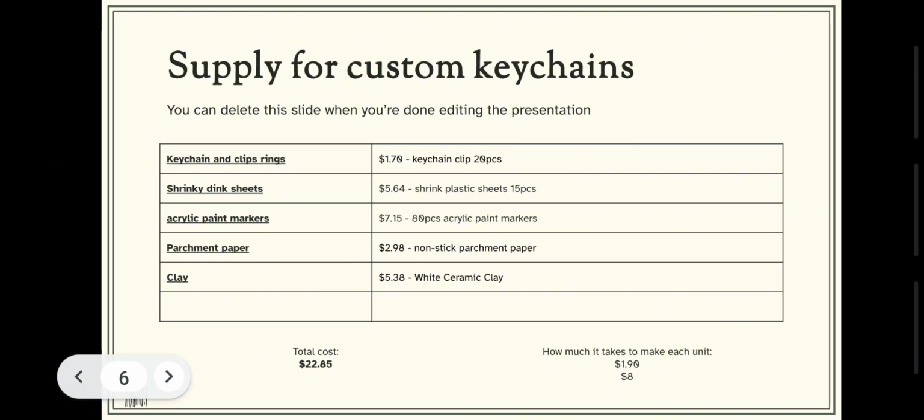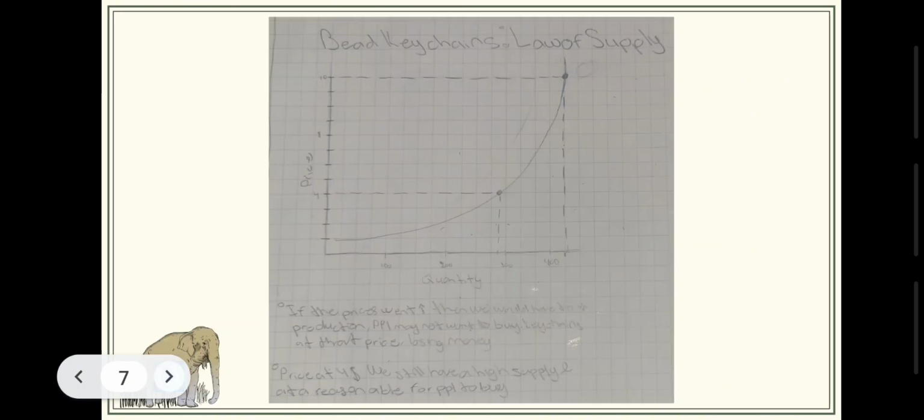And for the custom keychains, it wasn't the most expensive, but it totaled at $22.85, and it cost $1.90 to make each unit. And I decided to price it at $8, because for that I'm going to be taking custom orders. So basically I'm going to be drawing specific themes that people want, and so I should be getting a bit of profit for my labor.